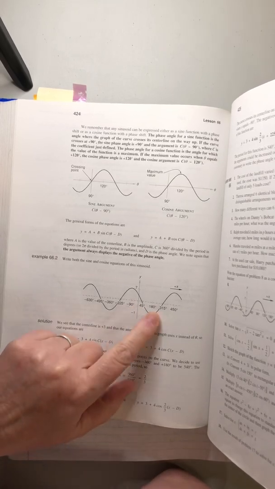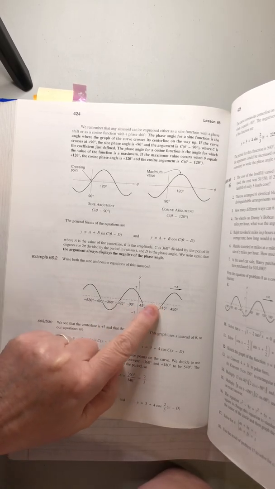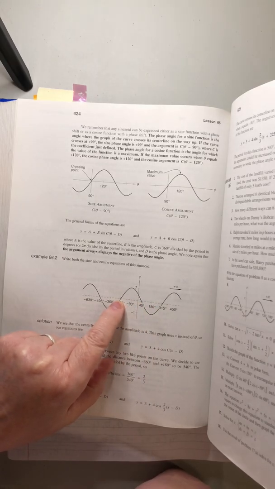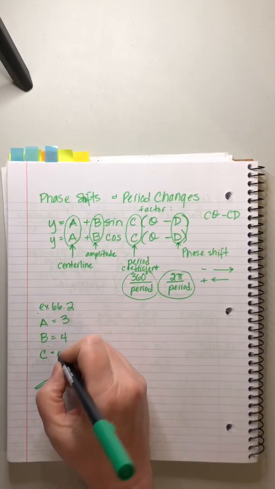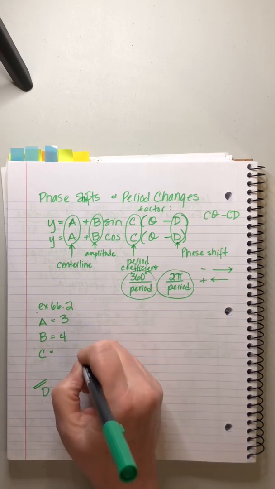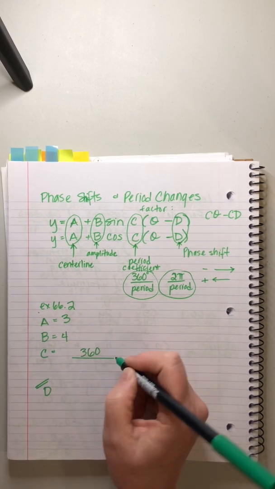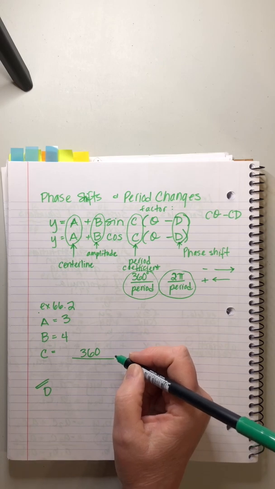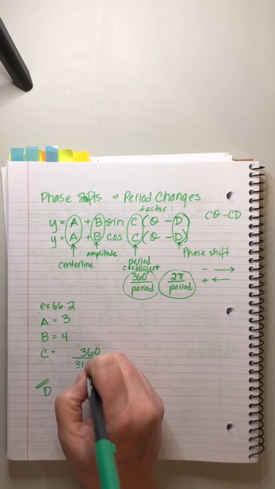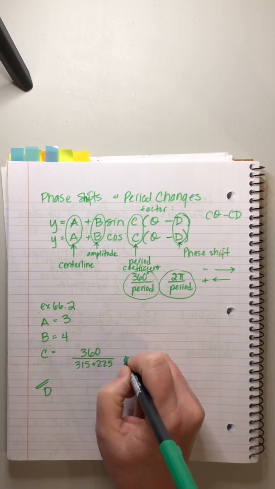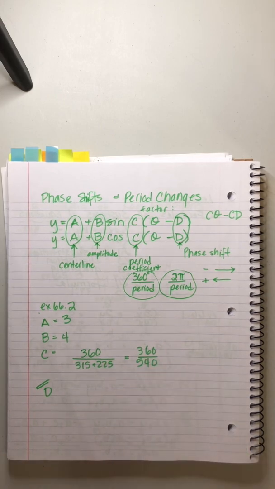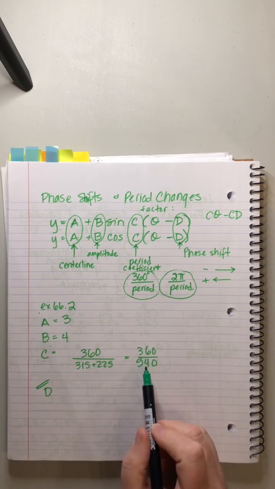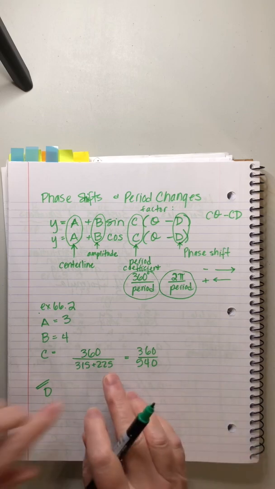So to find the period, I need to add 315 to 225, because that's the whole gap. So the period equals 360 over, what were the numbers I said? 315 and 225. And that equals 360 over 540. I can see that my coefficient is going to be a fraction, which makes sense because the periods are bigger than 360.